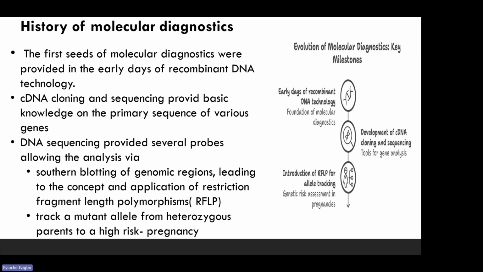They were able to know the sequence, the makeup of so many genes, by this process of cloning and sequencing. DNA sequencing provides several probes, allowing the analysis via Southern blotting of genomic regions. These are molecular techniques. When you hear about Southern blotting, it's a molecular technique they use to identify some concept and application. It helped in restriction fragment length polymorphism.